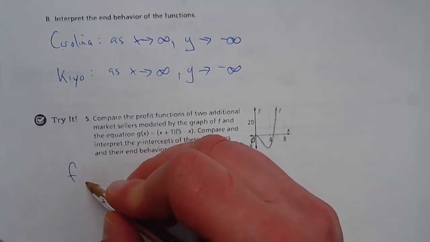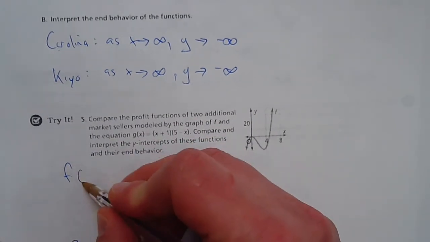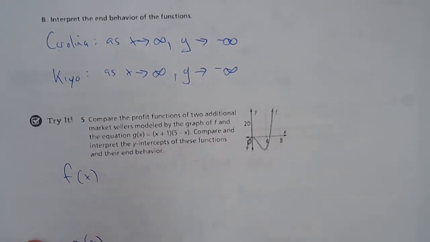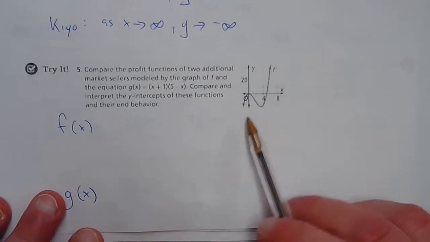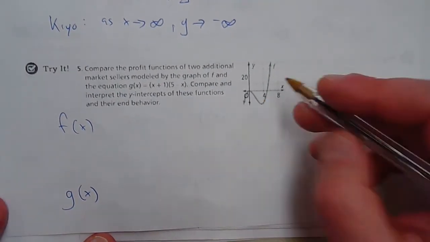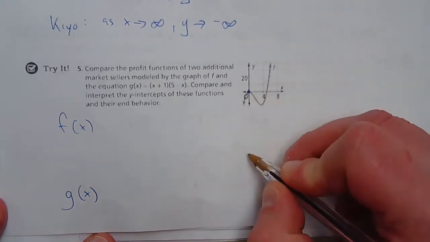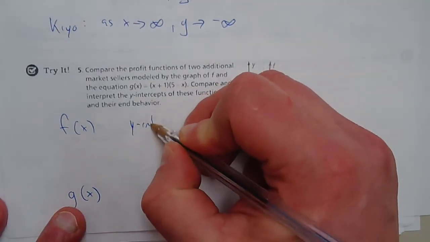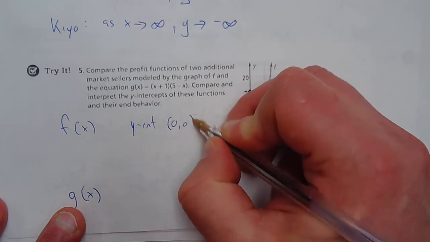So basically we have this F function and we have this G function. Let's go ahead and find both their y-intercepts and both their end behaviors. Let's start with the graphed one because that one's usually the easiest. So this looks like a y-intercept at 0, 0. Okay, so in this case, the y-intercept is 0, 0.